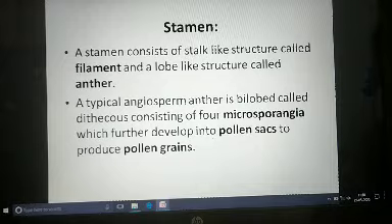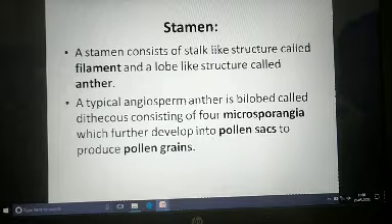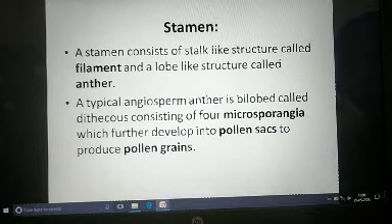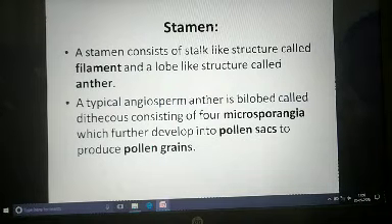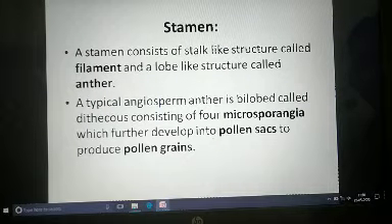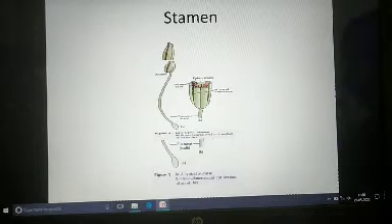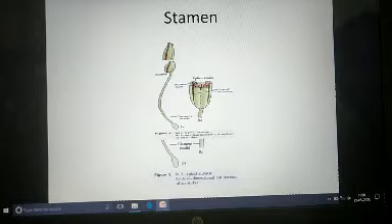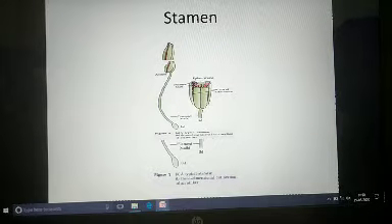A stamen consists of a stalk-like structure called filament and a lobe-like structure called anther. We usually call it the anther lobe. A typical angiosperm anther is bilobed, called dithecous, consisting of 4 microsporangia, which further develop into pollen sacs to produce pollen grains. Let us check the diagrammatic view of stamens. So this is a typical stamen.